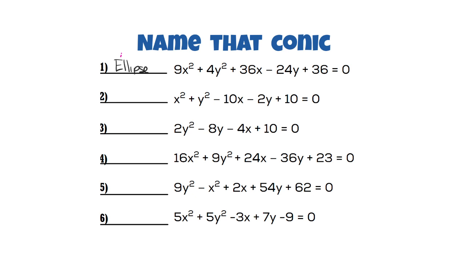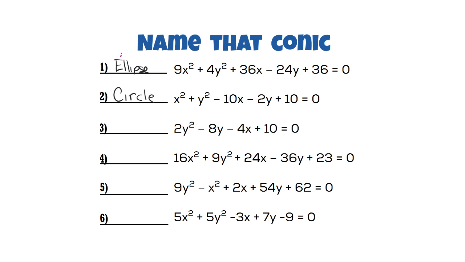All right, let's look at number 2. Again, both squared terms are there, but this time the coefficients are both 1. They're both the same. Ultimately, what that forces is that from the center, you're going to go left and right the same as you go up and down. So that's going to make it a circle instead of an ellipse.